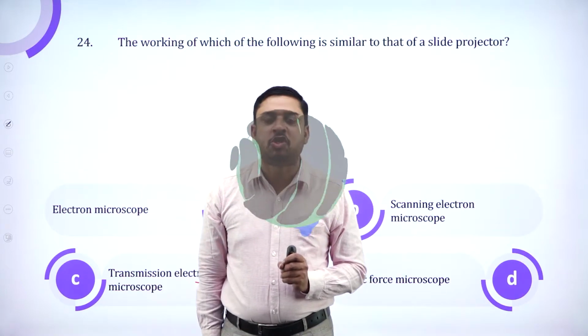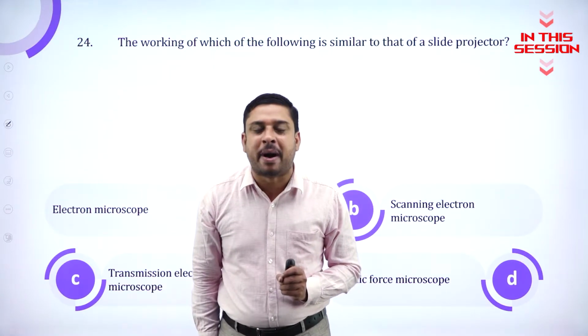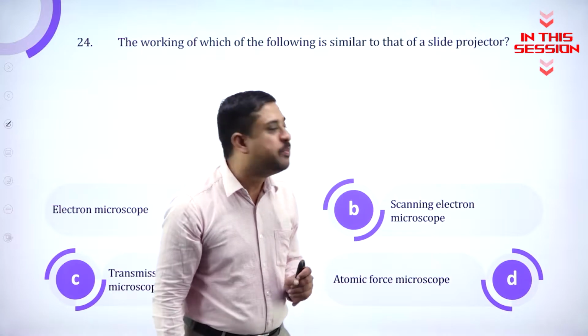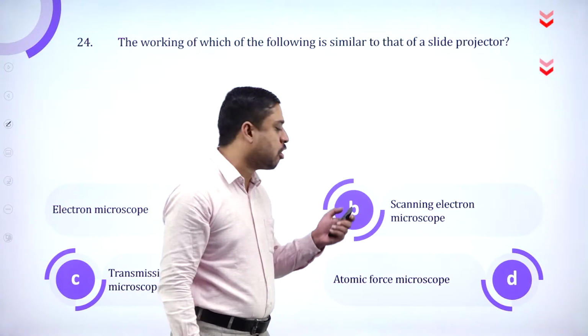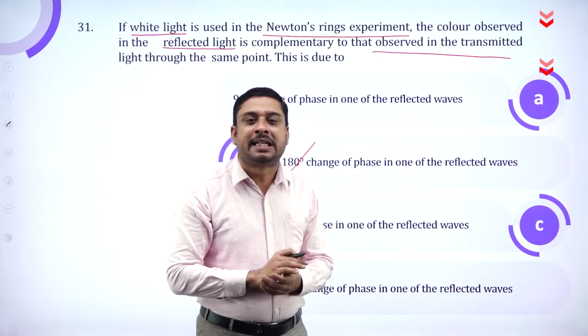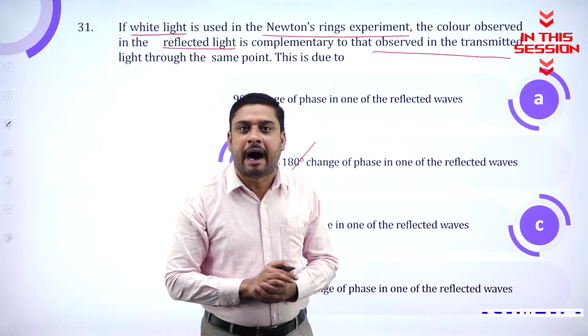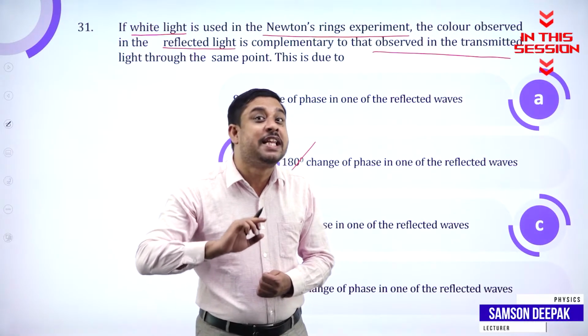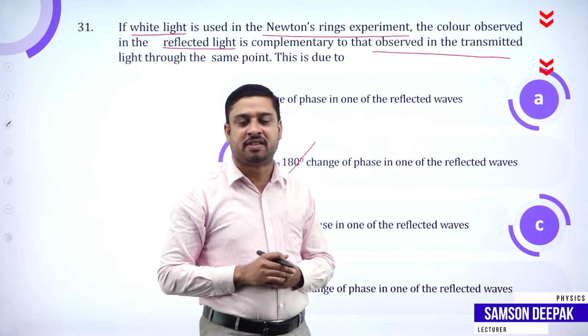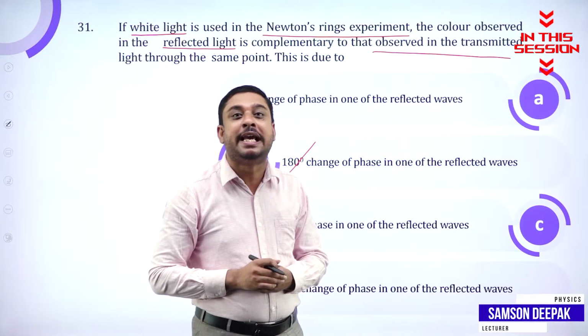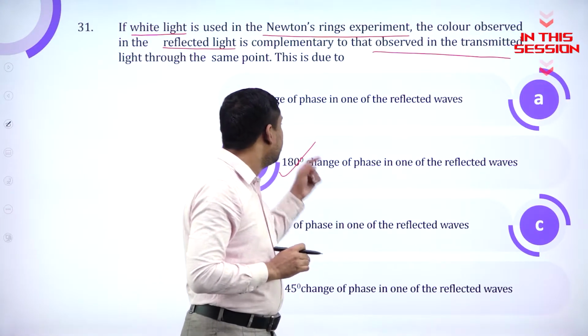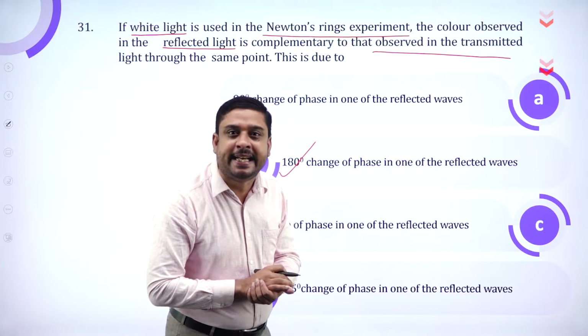A transmission electron microscope is similar to a slide projector. White light upon reflection from thin film: one of the reflected waves will always be out of phase by an angle of 180 degrees.